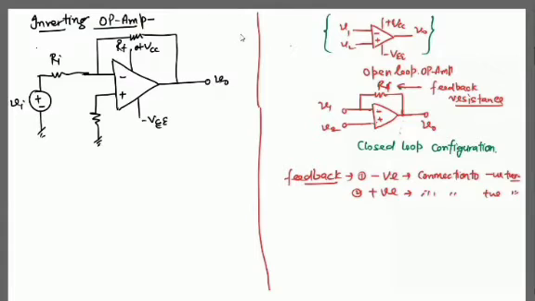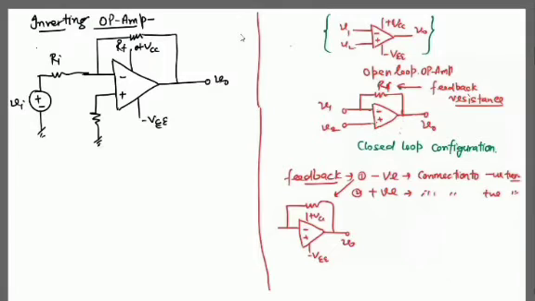Here I'm explaining. This is plus VCC, this is minus VEE, this is the output, and you can see this is negative feedback. This is configuration 1.